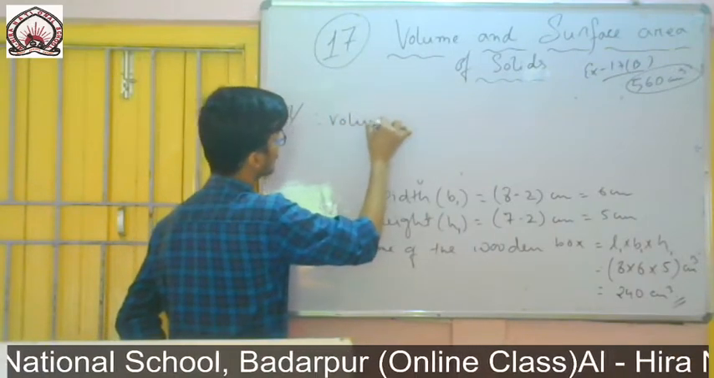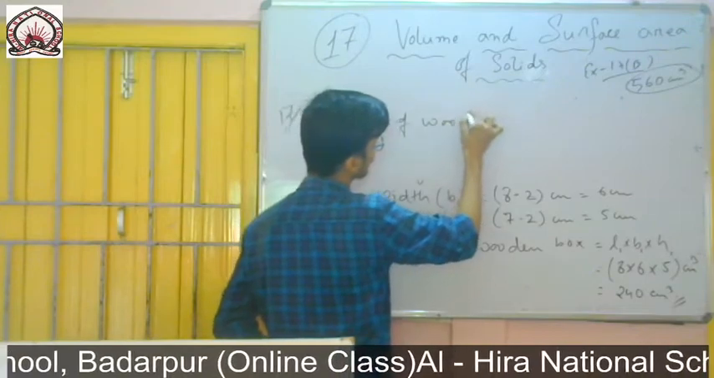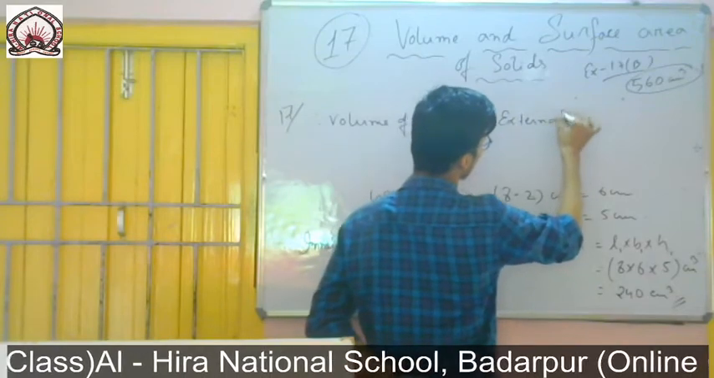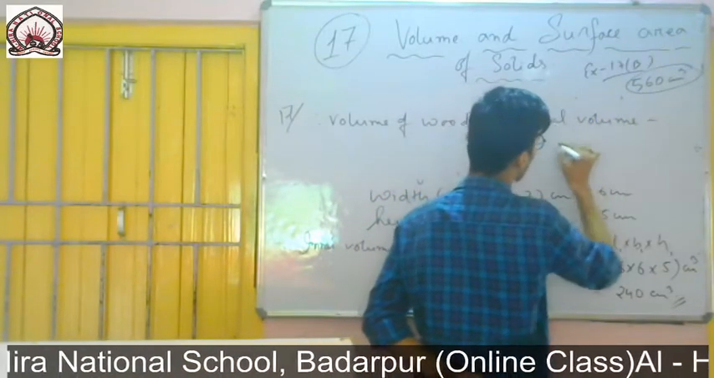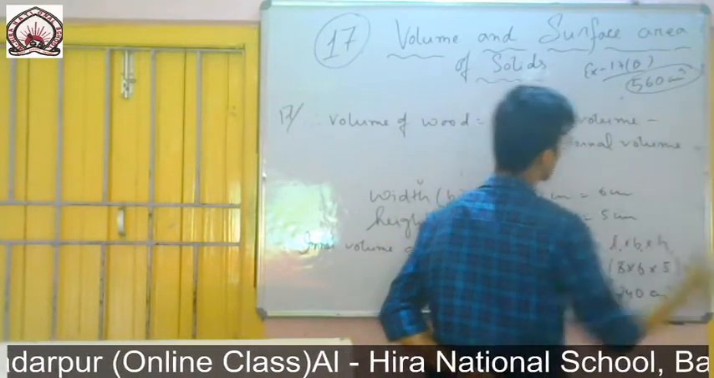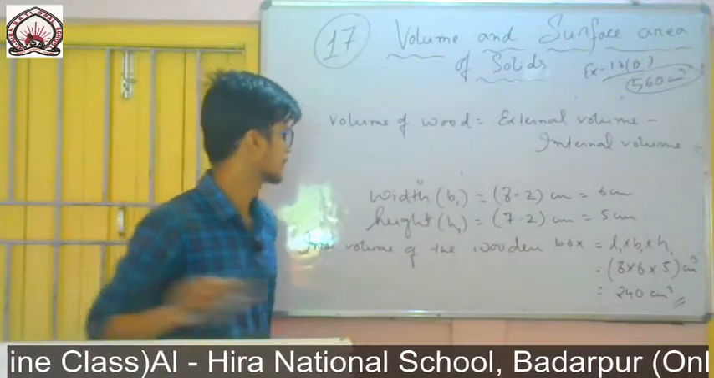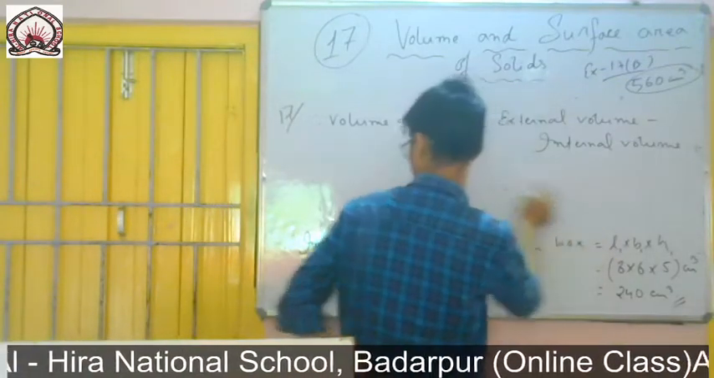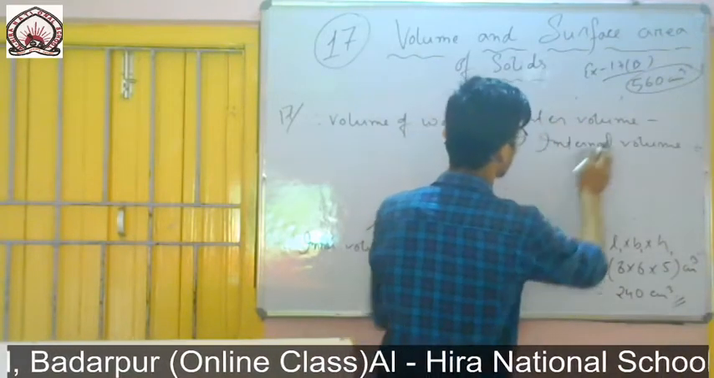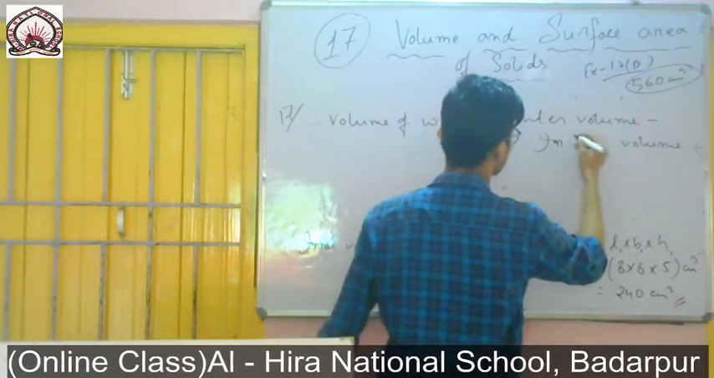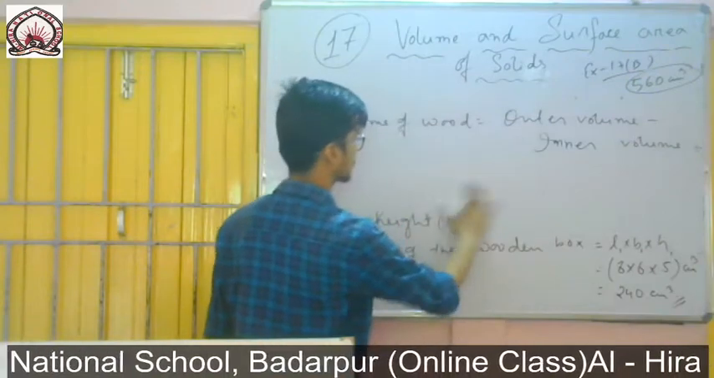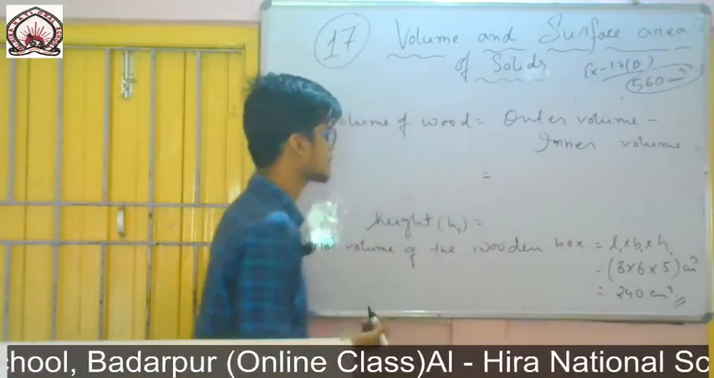Therefore, volume of wood is equal to external volume minus internal volume. Sorry, here it should be outer. Outer volume minus inner volume, same thing, but in this question it is written outer, that's why I will write outer here, inner given. So outer volume minus inner volume.